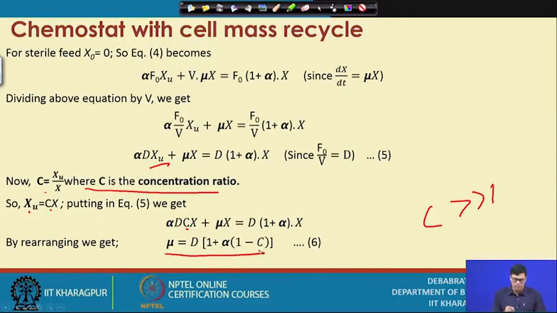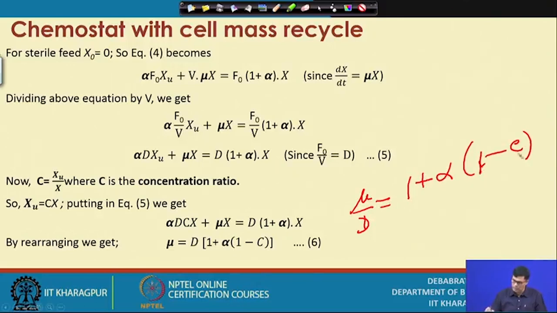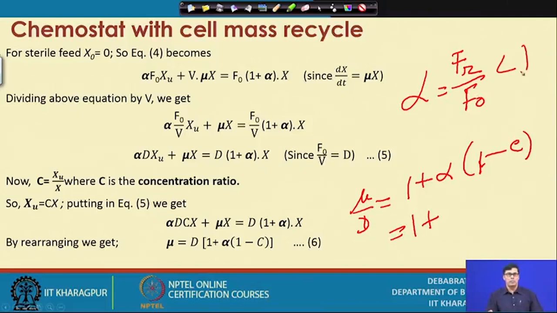Now, what is the significance of this equation? Let us try to find out. Here I can write mu by D is equal to 1 plus alpha minus alpha C. Now what is alpha? Alpha is the recycle ratio. Alpha equals what? Fr, the recycle flow rate, by F0. This is usually less than 1, because the recycle ratio should always be less than 1. So let us assume it is 50 percent, 0.5.